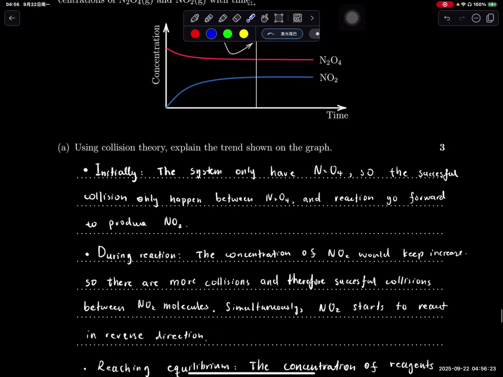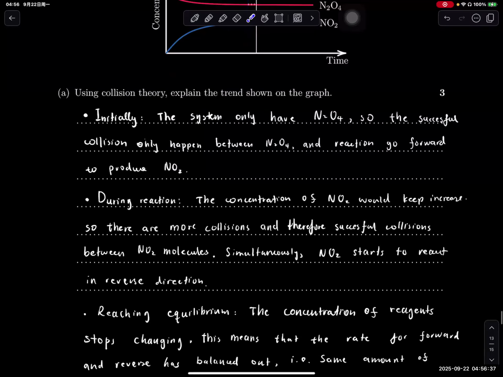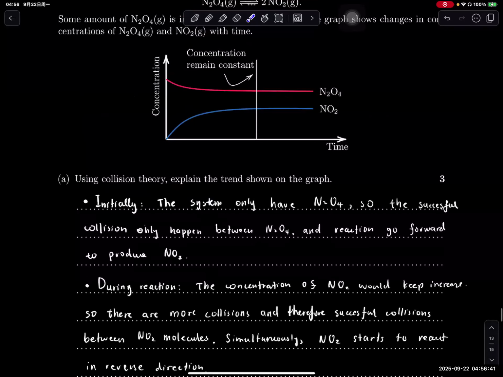Yeah, so asking about the trend, you have to talk about every significant time interval. That's what we talk about: initial, during the change, and after, like this line here. So three dot points, talking about each. Initially, the system only has dinitrogen tetroxide, so the successful collisions only happen between dinitrogen tetroxide. Therefore, the reaction just goes forward and produces NO2.